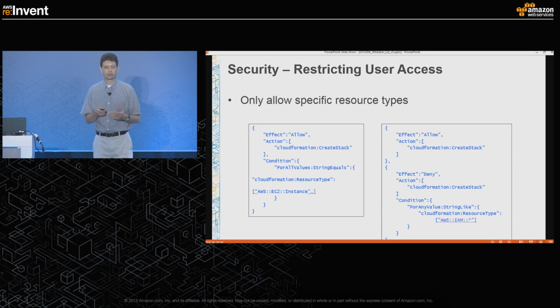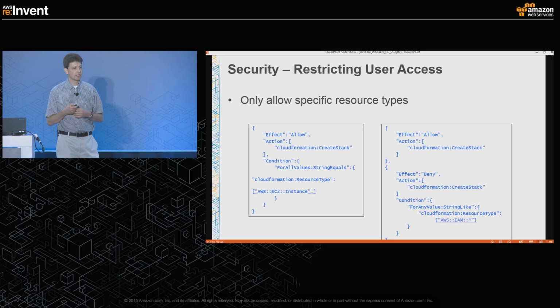We then take it a step further, which is maybe your users have permissions to create lots of different resources in CloudFormation, or actually in AWS in their account. But you want to be able to restrict what this user can do within the context of CloudFormation. And so we let you, on a user basis, or on a policy basis, describe which resource types this IAM principal can actually use.